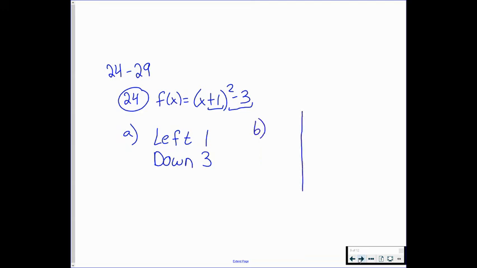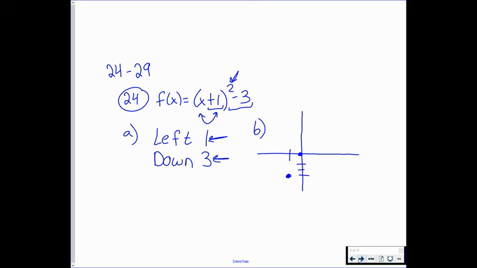Now using that, I'm going to sketch what this graph looks like. The fact that we know it's a quadratic means it is a U-shape. All that means is I'm going to take my U-shaped parent function and move it left 1 and down 3. 1, 2, 3.